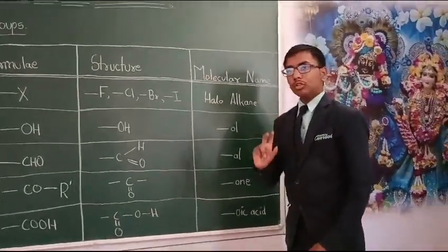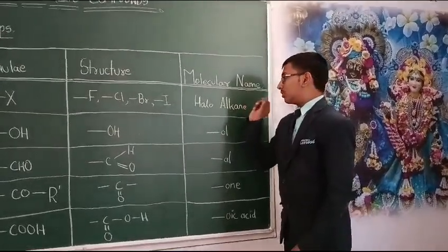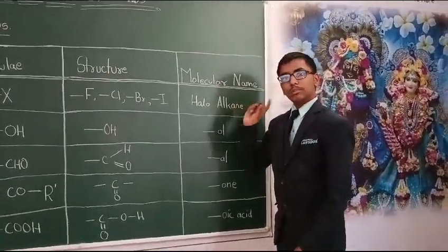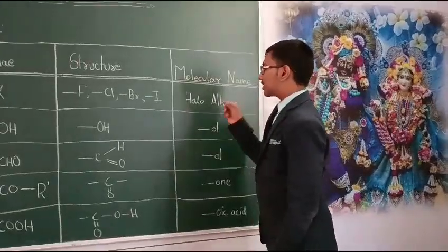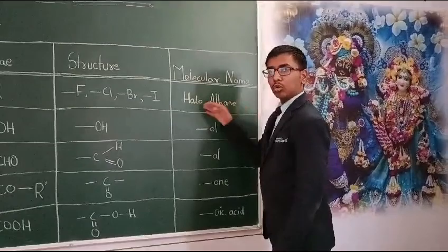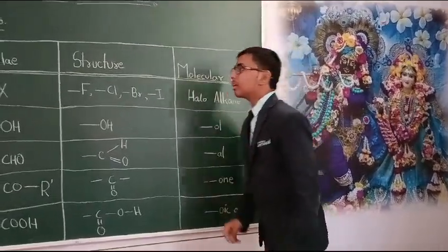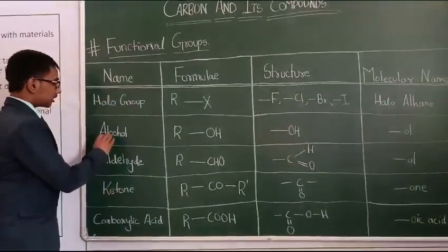An example for the halogen group is chloromethane, which consists of the methyl group and a chlorine atom. Another example for the halogen group is chloropropane.